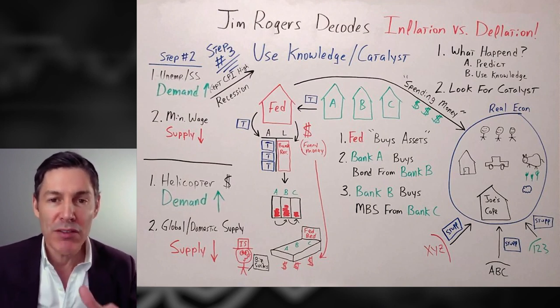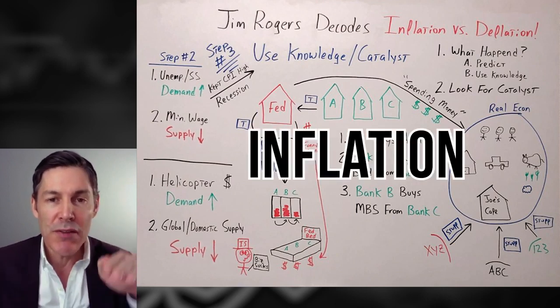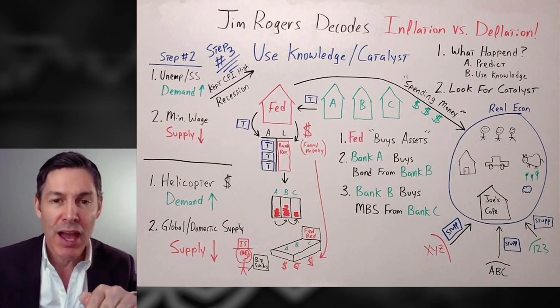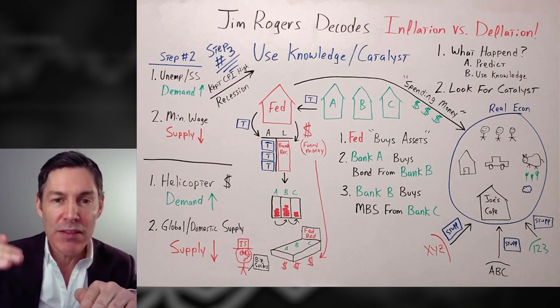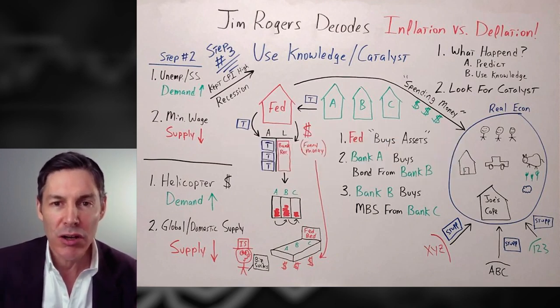And then it's just a simple equation of what is going down and what is going up. So if demand is going up while supply is going down, you're going to see inflation. If demand is decreasing at a faster rate than supply is decreasing, then you're going to get deflation. But those are the catalysts we need to look for.